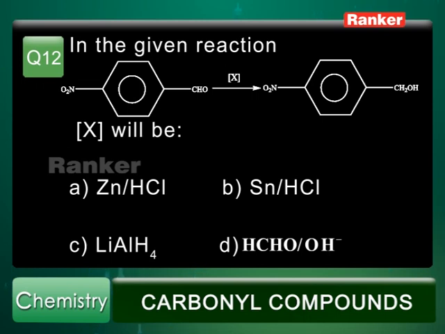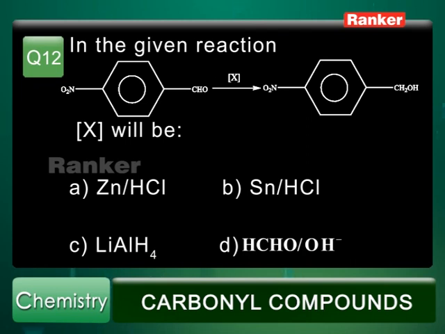Tin and HCl, nascent hydrogen, will give CH2OH, but NO2 also will be reduced. Lithium aluminum hydride also converts CHO into CH2OH, but NO2 also will be reduced. So we want to protect the NO2 and affect the CHO, which means the last option, formaldehyde.